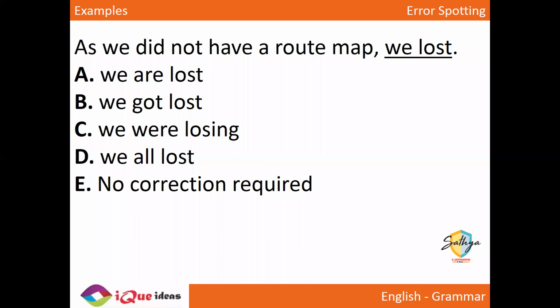Now, when you say we lost, उसका मतलब है हम हार गए. लेकिन अगर आपके पास मैप नहीं है तो आप हार नहीं जाते, आप गुम हो जाते हो, आप खो जाते हो. So we lost means कि हम हार गए. The proper is we got lost, हम खो गए. बिना मैप के हम रास्ता भटक गए, हम गुम हो गए.